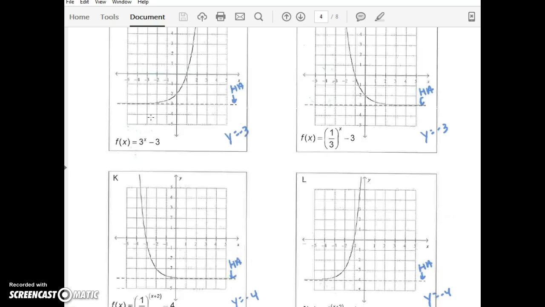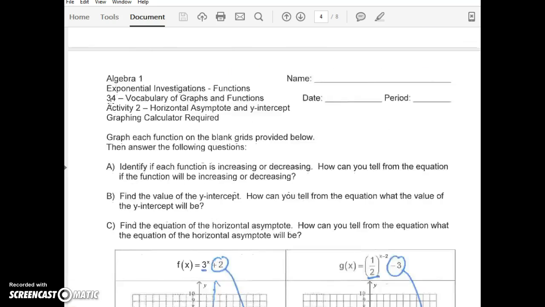Well, the nice thing is, if we were graphing this with our calculator, we can look at the table and see that the output is getting very, very close to -3 as we move to the left, or move to a more negative input. Never actually gets there, but it gets pretty close.